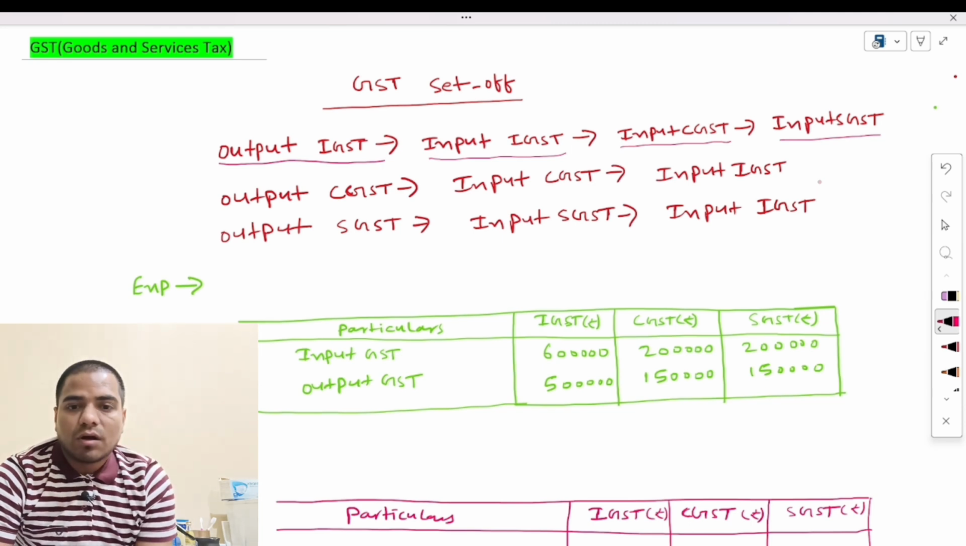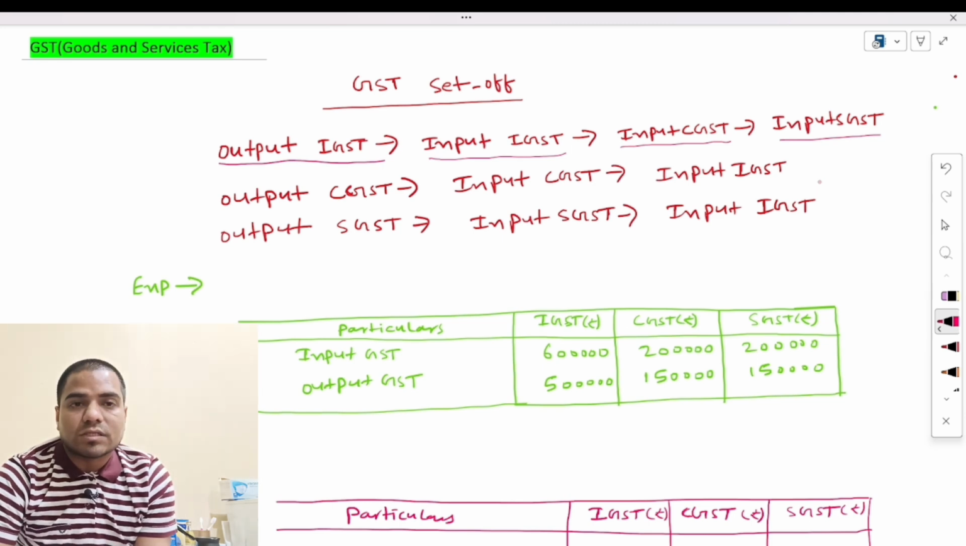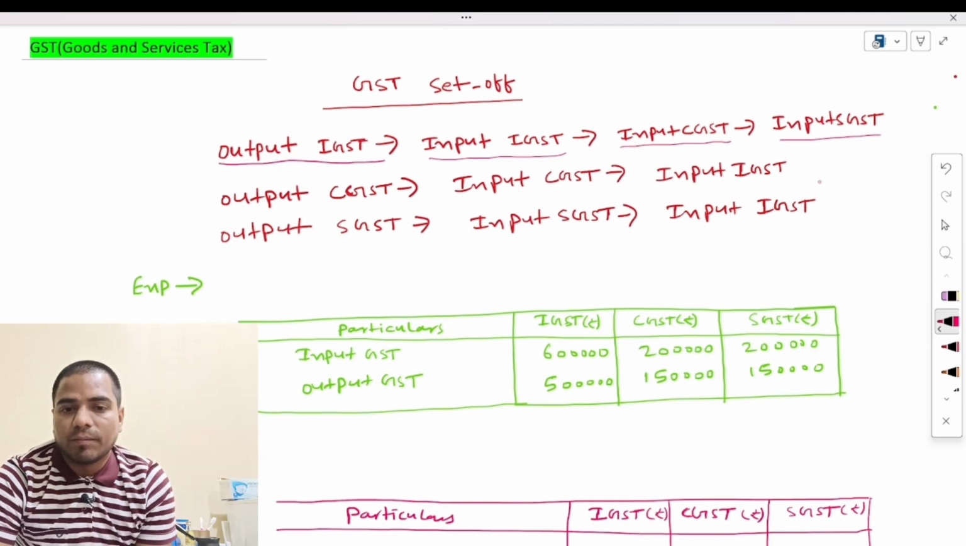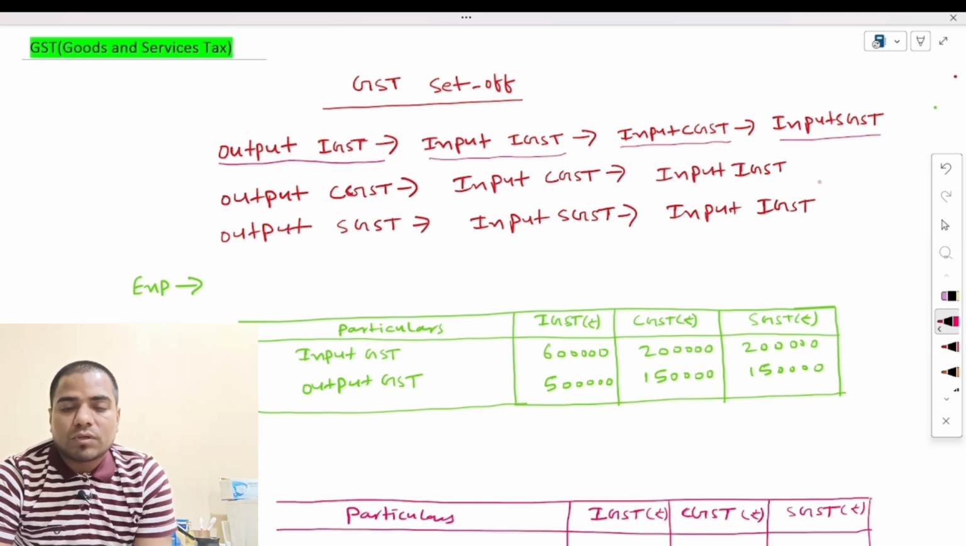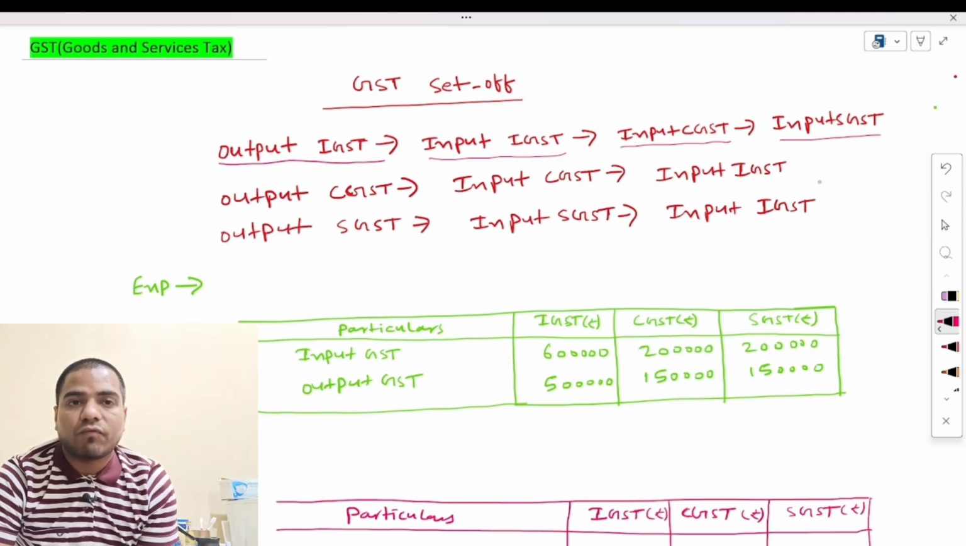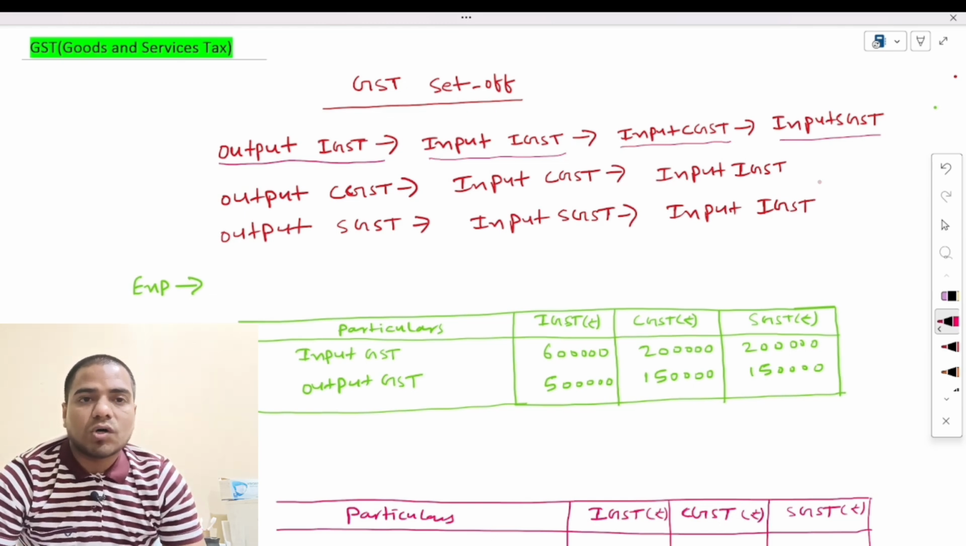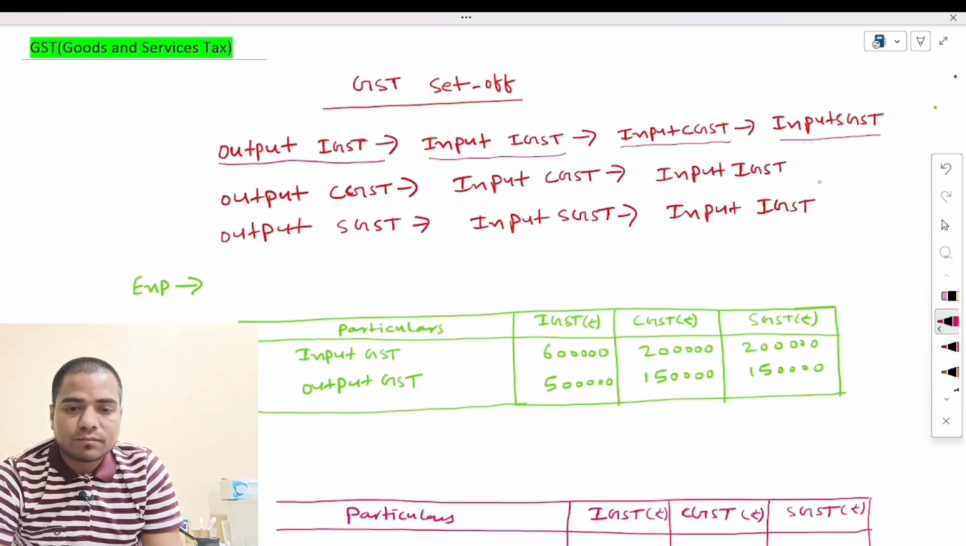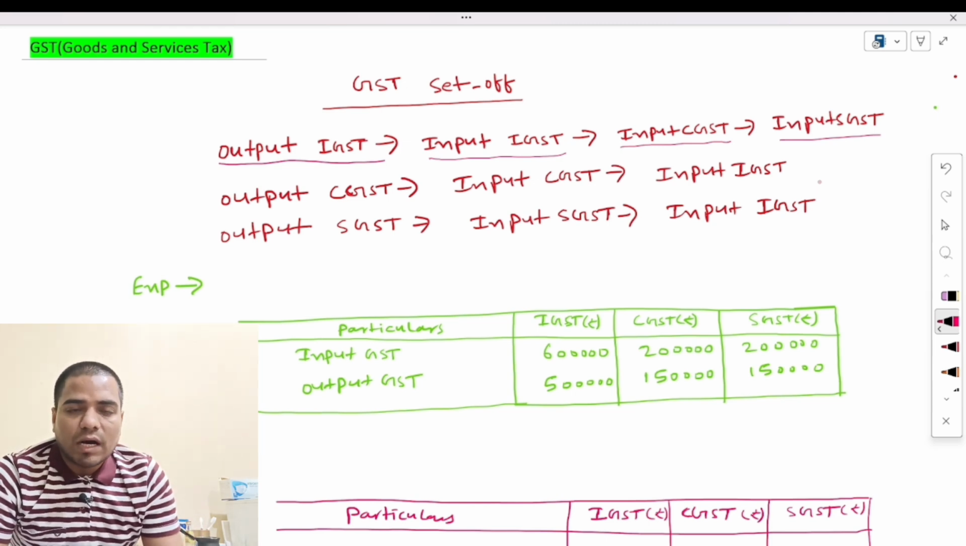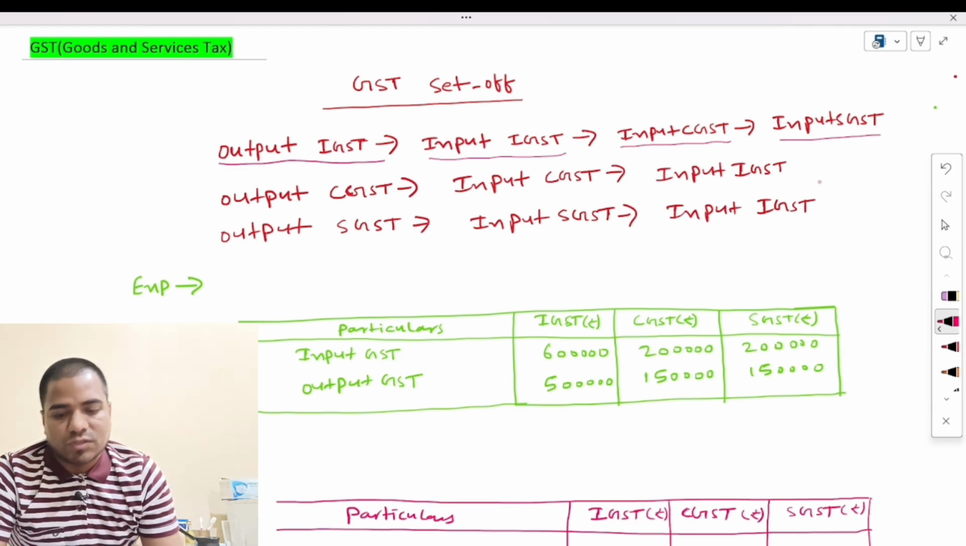Now coming to the next, output CGST would be set off with input CGST. Later on, input IGST if any balance is remaining. And next, output SGST would be set off with input SGST and input IGST also if there is any remaining balance. So these are the formulas or procedures of GST set off. Now here is an example. With the help of this example, we will understand the GST set off procedure.